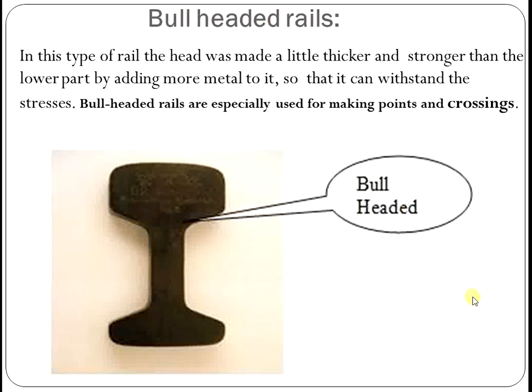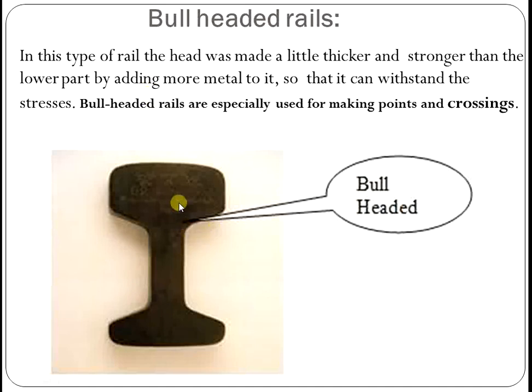Next one is the bull-headed rail. In this type of rail, the head was made a little thicker or stronger than the lower part by adding more metal to it so that it can withstand the stresses. Bull-headed rails are especially used for making points and crossings.